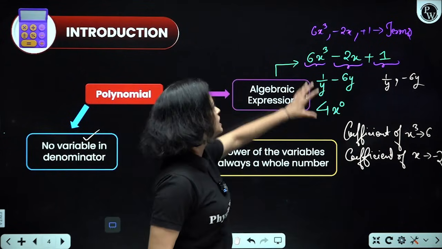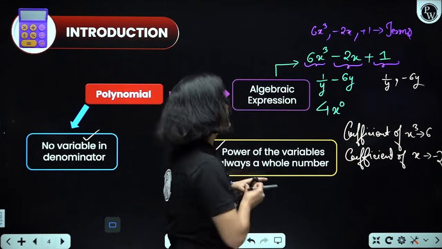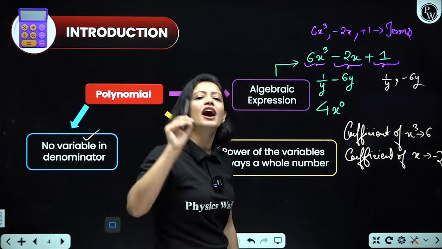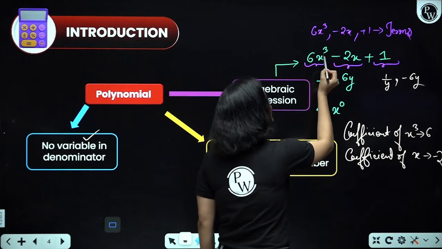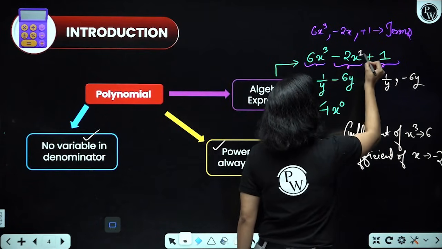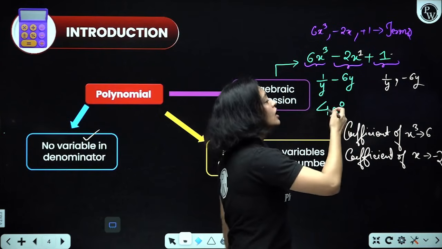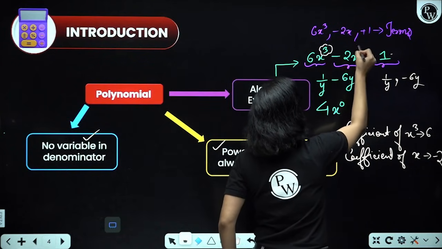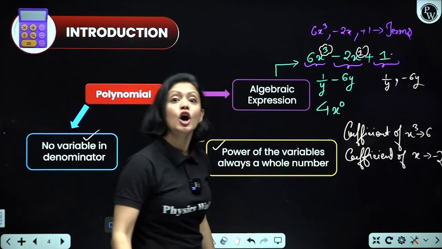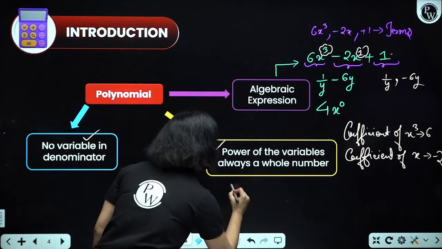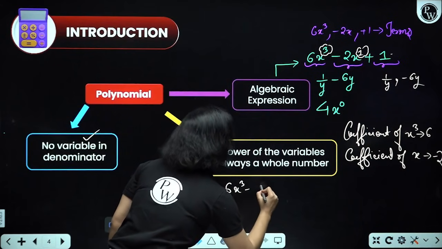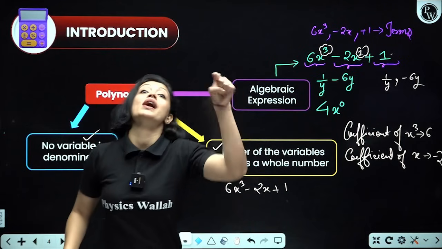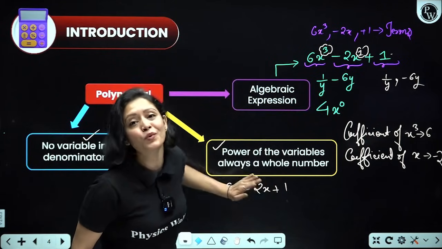Okay, let's see the algebraic expressions that we have written here. Let's start with the first one, 6x cubed minus 2x plus 1. Notice the power of each of the variables. Here the power of x is 3. Here the power of x is 1. Here you don't have any variable, right? So you can say that each of the powers here are all whole numbers, right? So 6x cubed minus 2x plus 1 is an algebraic expression as well as a polynomial. So this here is a polynomial.